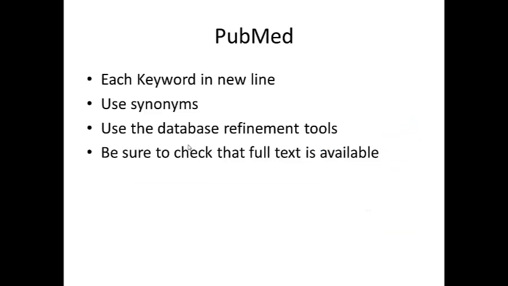Alright, now that concludes the basic tutorial on how to search PubMed. So just remember when searching PubMed that each keyword should be in a new line, use synonyms where you can, use the database refinement tools, and always be sure to check that the full text is available. Good luck.